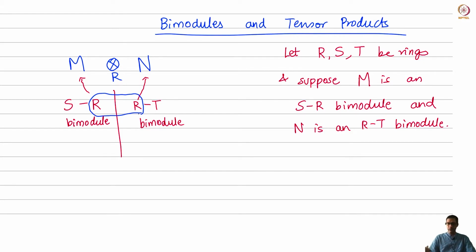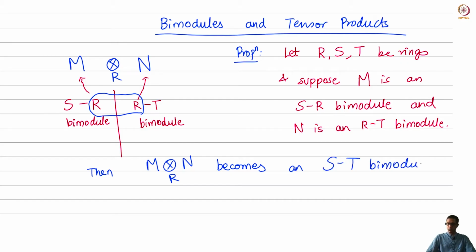Then the claim is, here's a proposition: with this notation, M tensor N over R becomes a bimodule over S and T. It's an ST bimodule. So observe that the S was there on the left and the T was remaining on the right. The two R's get together and go away, the S and the T remain. If you didn't have the S and the T, the best we can say in general is that the tensor product is a Z module, that's all. But if you had this additional action, then this proposition says the tensor product becomes an ST bimodule.